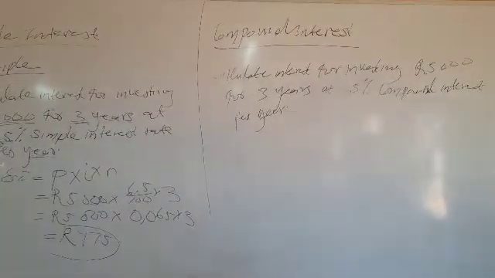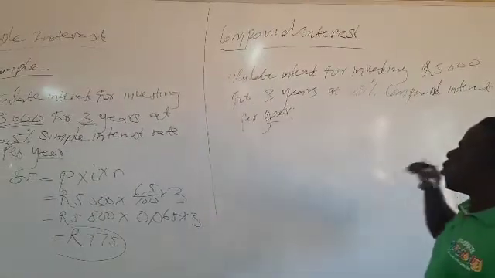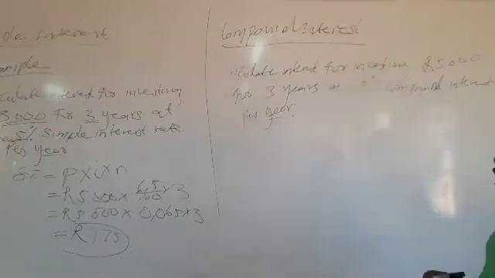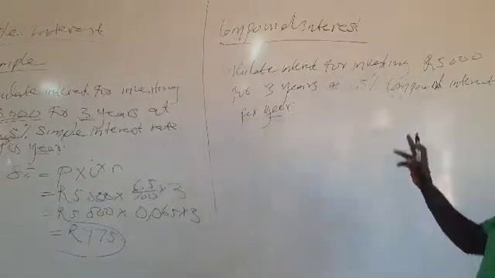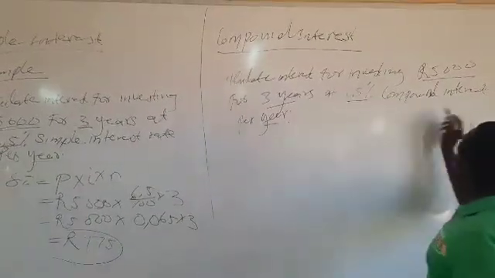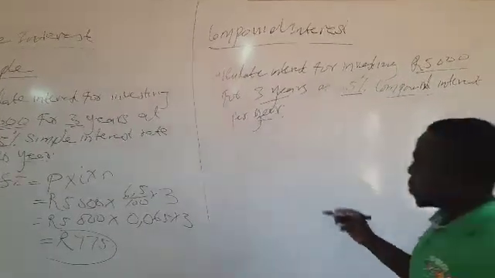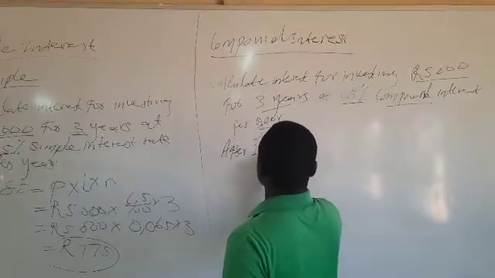So in most instances, you find that learners are confused. They cannot tell what an annum is. An annum is the same as a year. So in this case, when you want to calculate interest for investing 5,000 for 3 years at 6.5 compound interest per year, what we are going to do, we are going to say after 1 year.